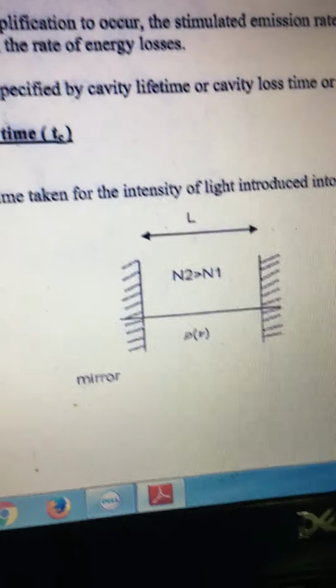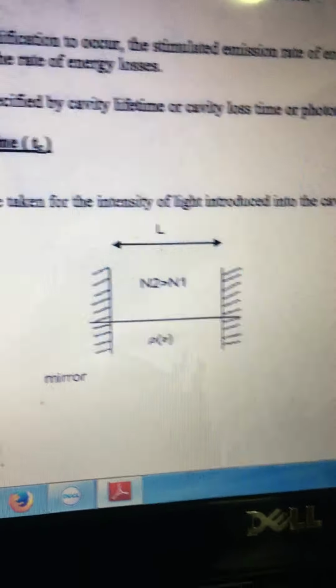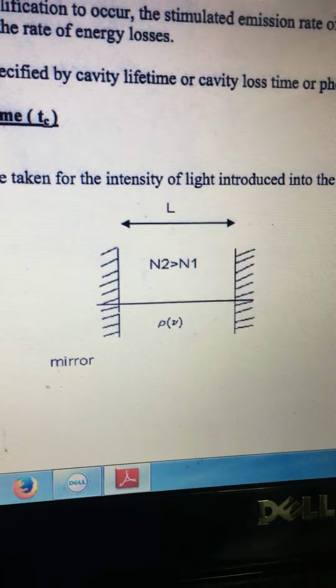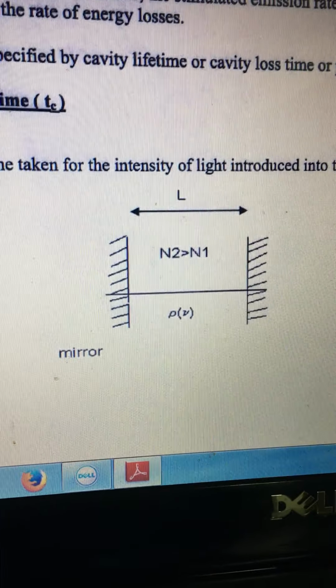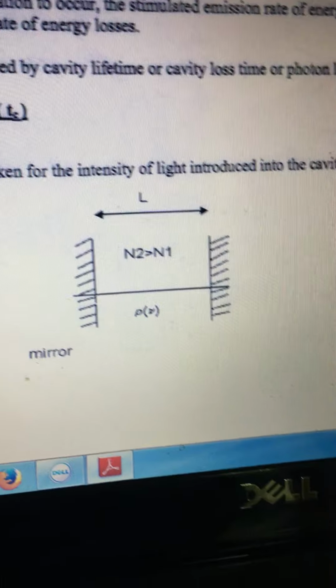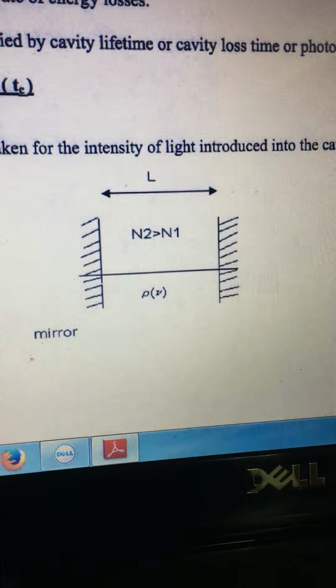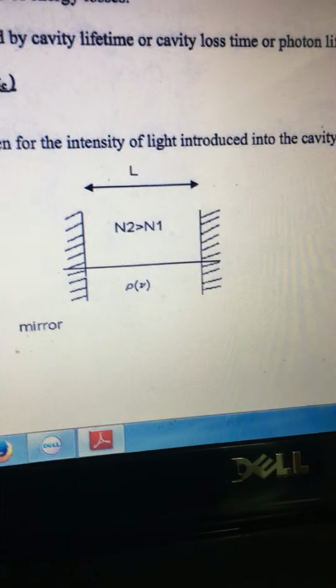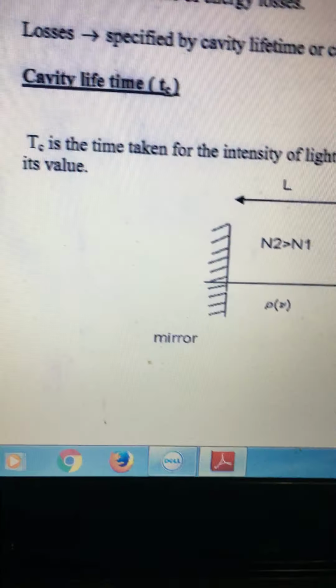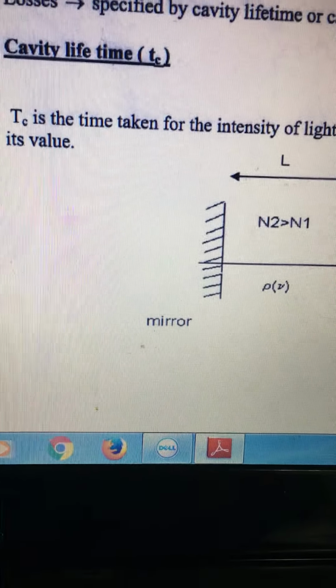Here in this lecture, we are discussing the cavity lifetime, T sub c, which is the time taken for the intensity of light introduced into the cavity to decay to 1 over e of its value. You can see we have two mirrors here, and the distance between these two mirrors is L.